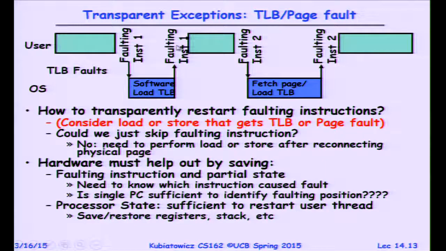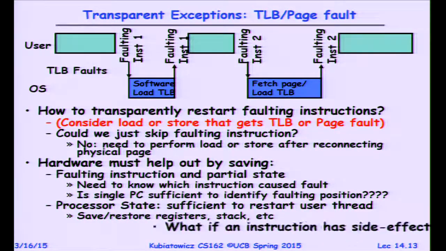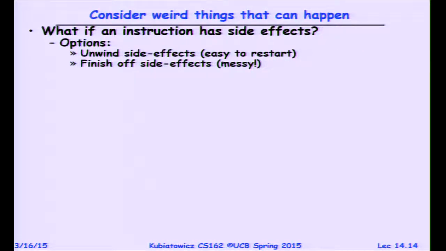So there's only a special type of instruction that actually has this sort of behavior, that it's transparently restartable from a well-defined point in the program. And these are called precise exceptions. And take a look at some weird things that could happen if we didn't do this properly.